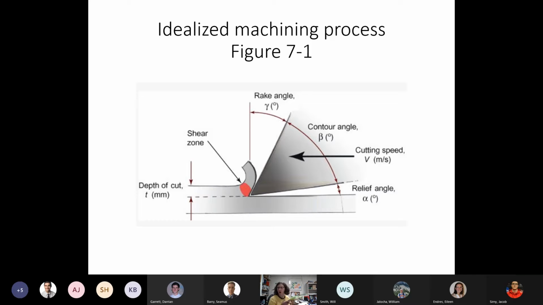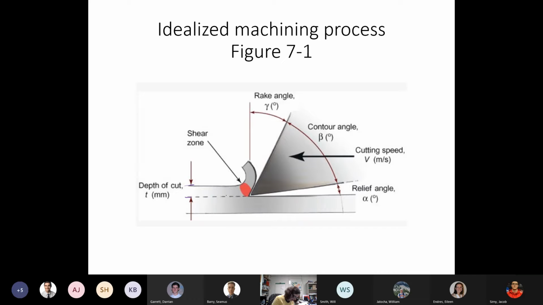We looked at in our reading assignment what some of those angles are. I really think we need to recognize that if we hear relief, rake, or contour angle, we know that's somehow related to the cutting tool in a machining operation. When you look at descriptions of cutting tools, you often do see a rake angle, and that is just one of those parameters we might see. So again, just recognize some of the variables.